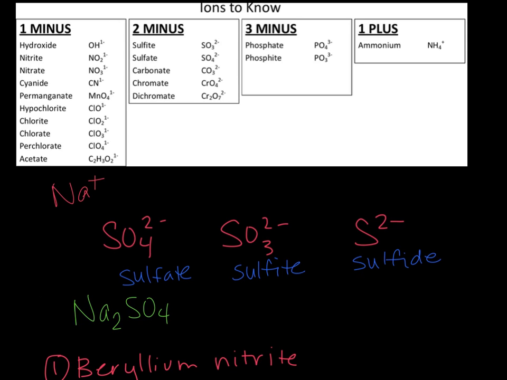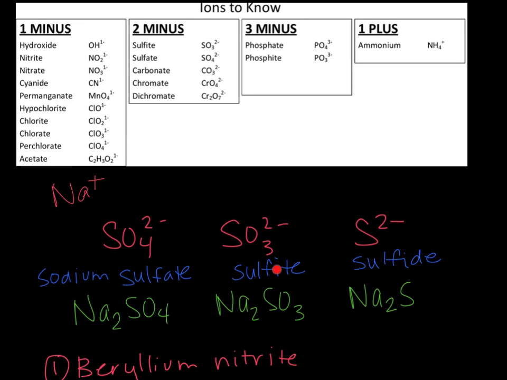Na2SO4, right? Because we would need 2 of these for one of these, okay? Because this is -2 charge. S with 4 oxygens carrying a -2 charge is sulfate. And so sodium and sulfite would give me Na2SO3, and then sodium with sulfide would give me Na2S. And so the name of these would be sodium sulfate, and then sodium sulfite, and sodium sulfide.